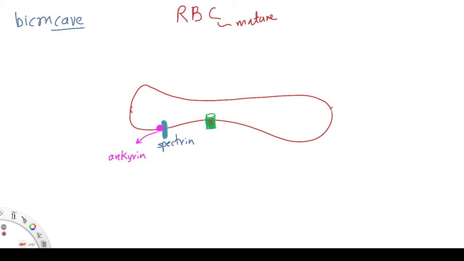So that's what happens, and it becomes hemolytic anemia. For today, just know spectrin and its function, that's all. We'll discuss the pathophysiology later. So it's something very simple.